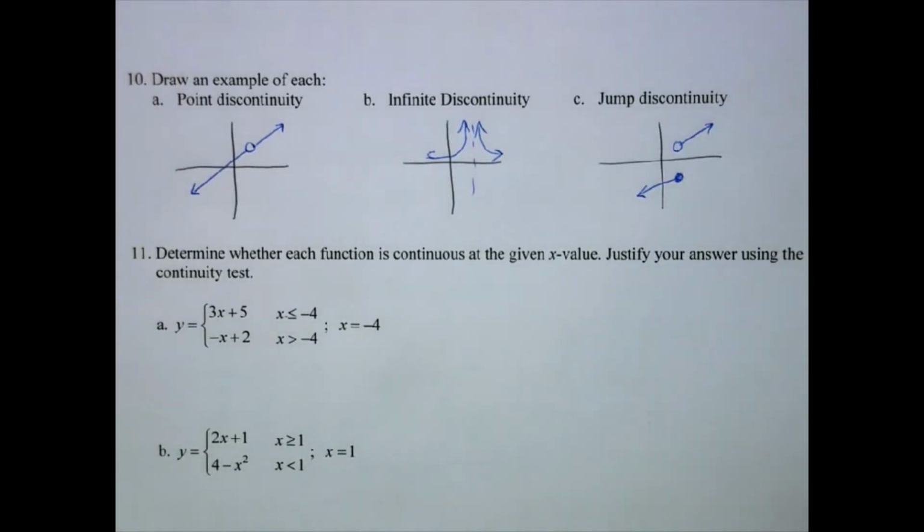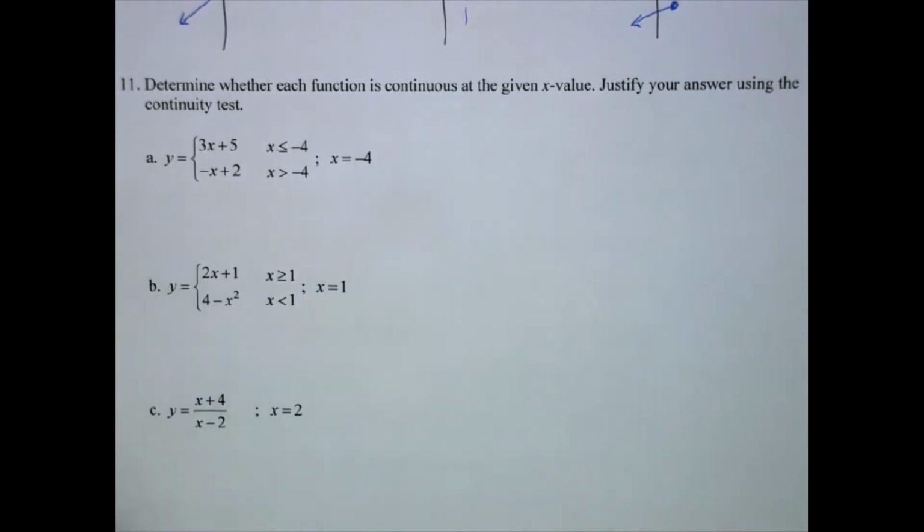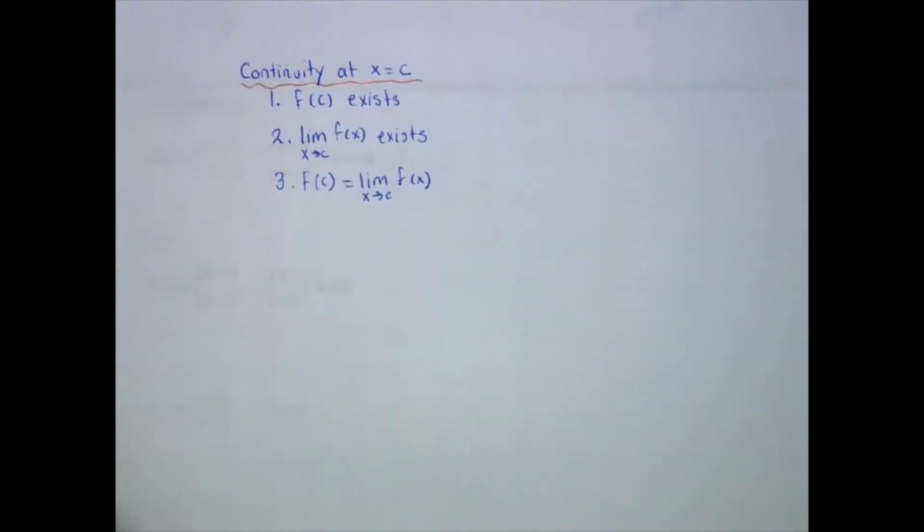The next set of questions talk about the continuity test. The continuity test, 3 conditions need to be met. At c, f of c must exist. There must be a function value, so there's no asymptotes or points of discontinuity. The limit as you approach c has to exist, so for both the right and the left-hand sides, it's got to go to the same value. And what you get for part 1 and part 2 have to be the same thing. So this is something that you could, again, put on your formula sheet.